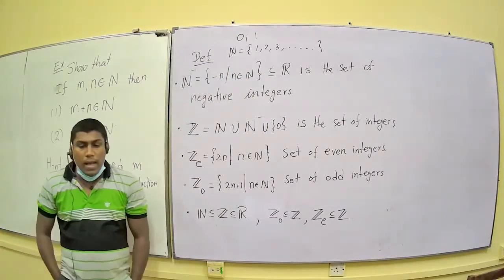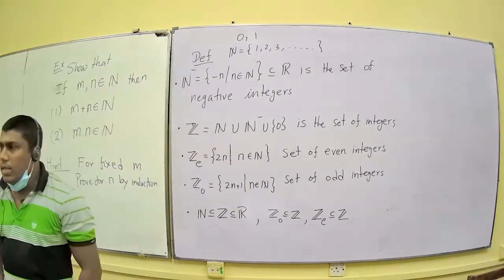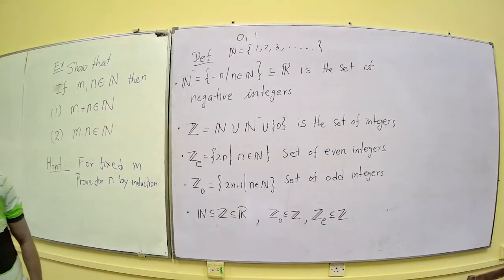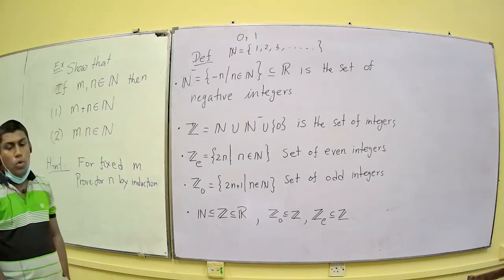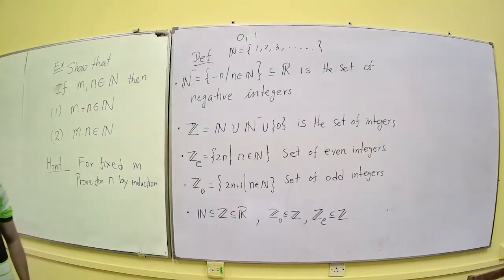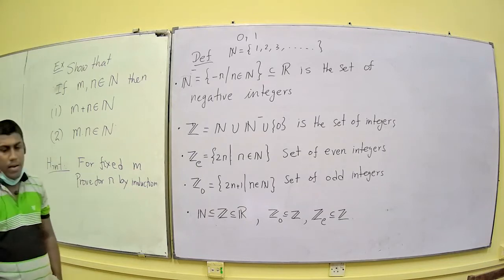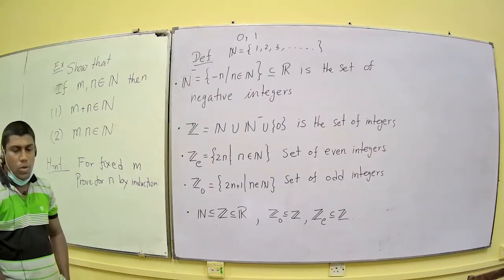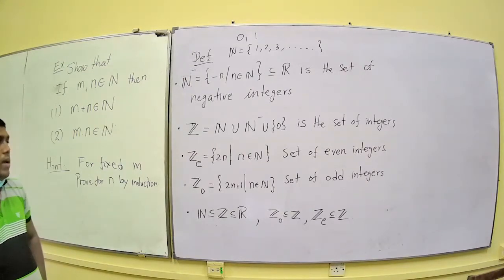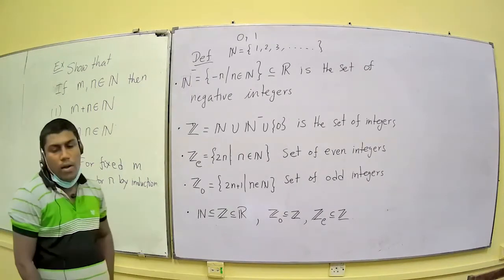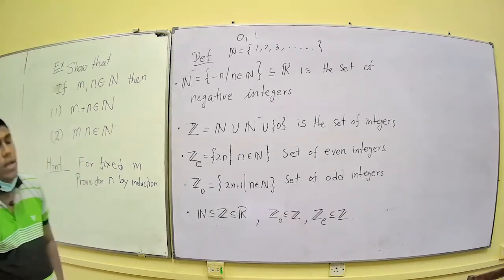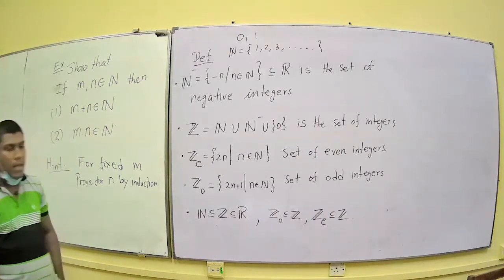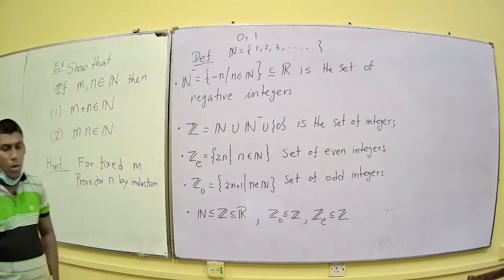So if you combine all of them, natural numbers, negative integers, and zero together, that forms a set which is called the integer set. That is 0, 1, 2, 3, and then -1, -2, -3, and so on, all the way down to negative infinity and all the way up to positive infinity. You take all integers and name that Z.